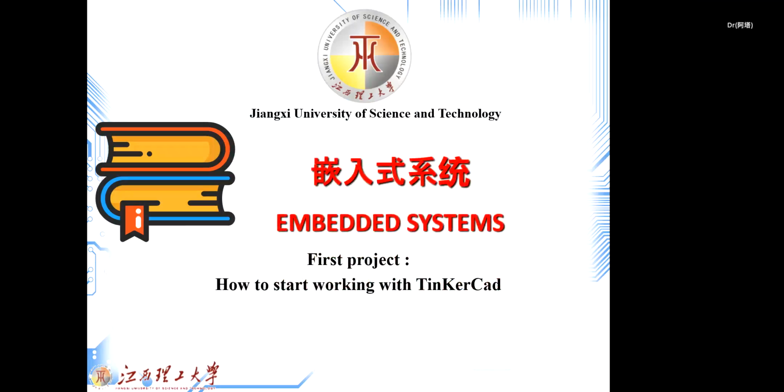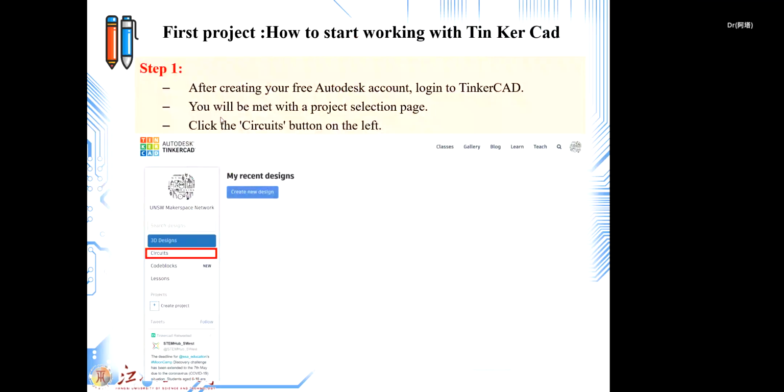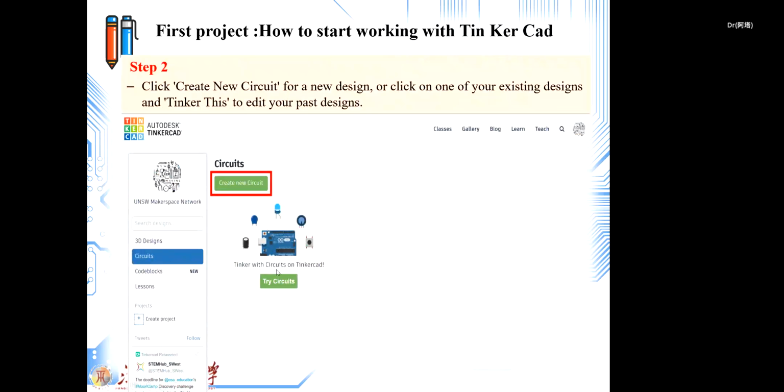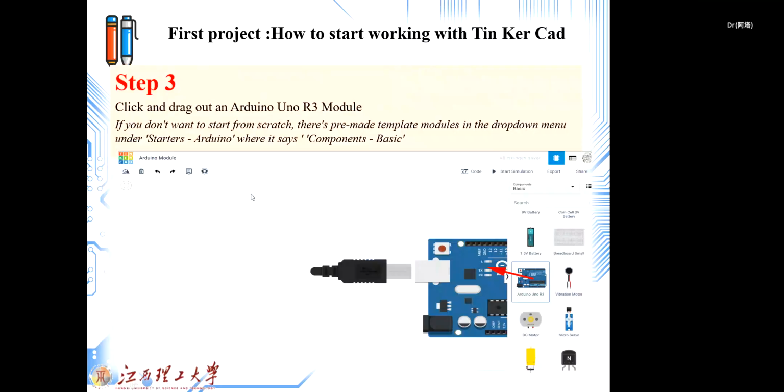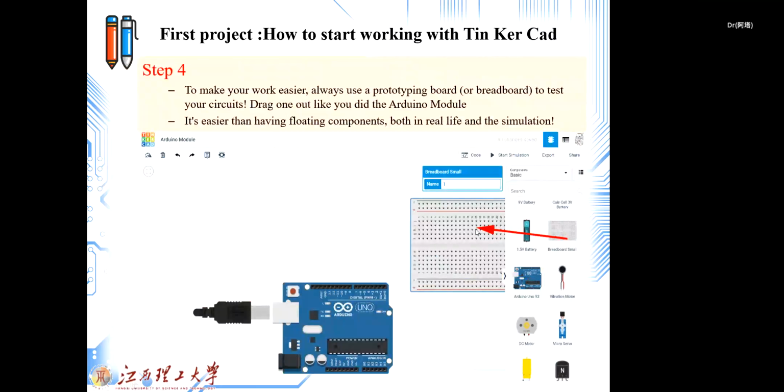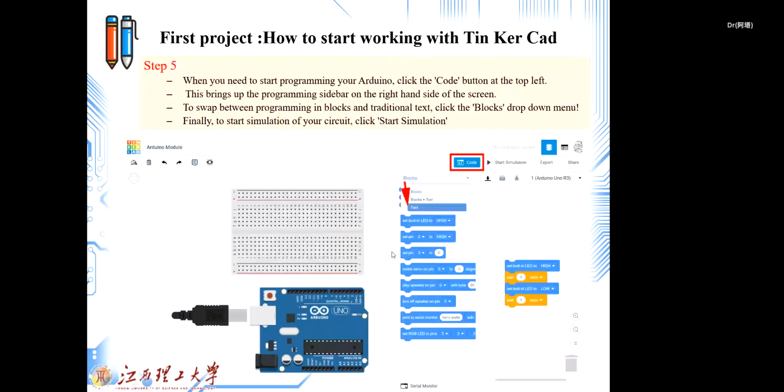Now how to start working with Tinkercad? Very simple. Step number 1 is that after creating your free Autodesk account or logging into Tinkercad, you will be met with the project selection page. Click the Circuits button on the left like this, and then create a new circuit and select the component, something like Arduino R3 or any other that you want. Select some breadboard. You can or you cannot, but it's better that you have the breadboard and put it there.